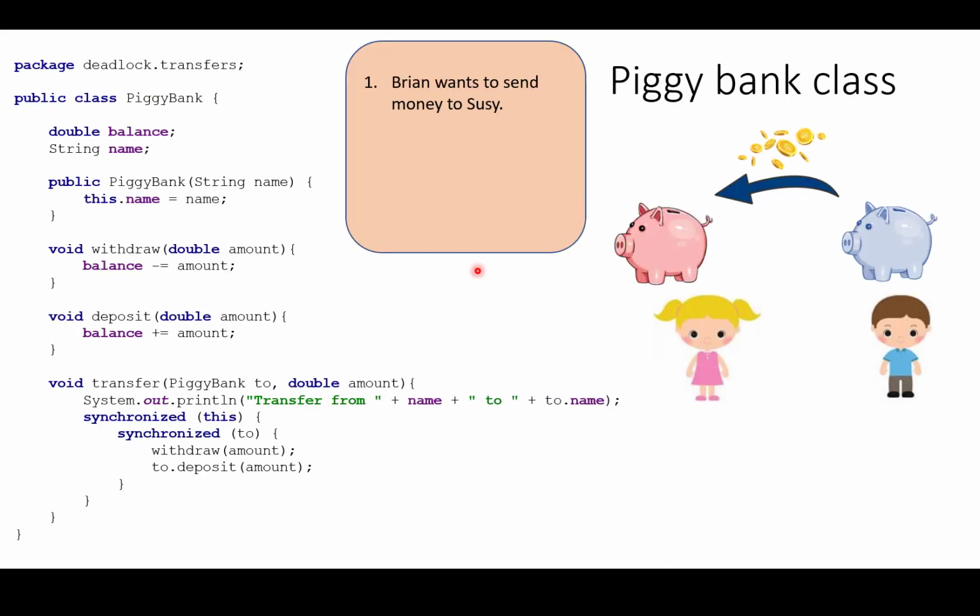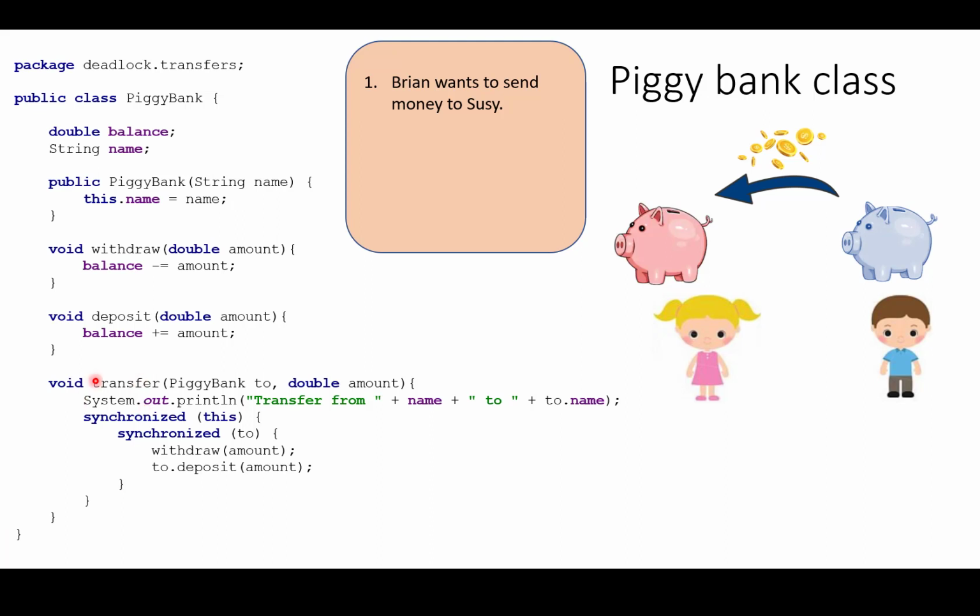And this here could be the code for my piggy bank. My piggy bank has a balance and a string name, who it belongs to. I have a constructor. I can withdraw something from my piggy bank, which means that I'm decrementing the balance by this amount of money, gold coins, whatever. Similarly, we can deposit something by increasing the balance by this amount.